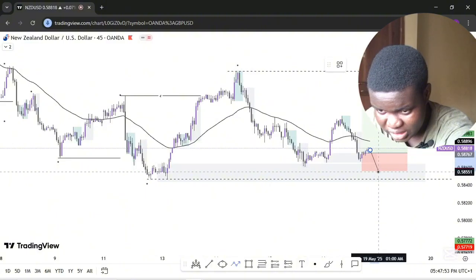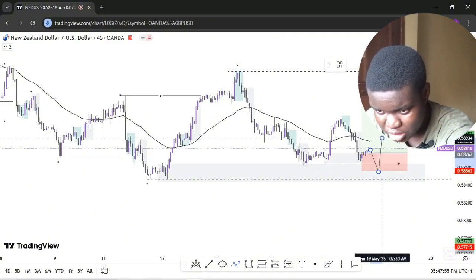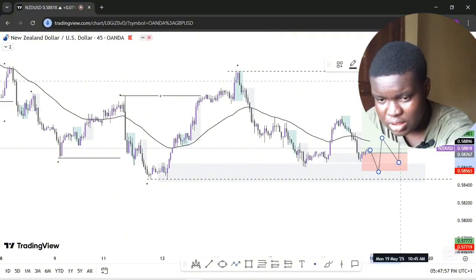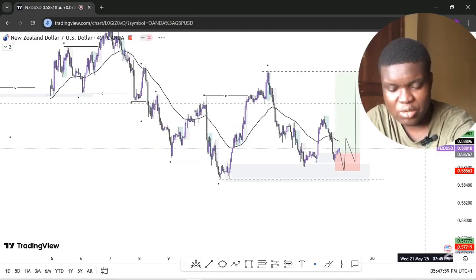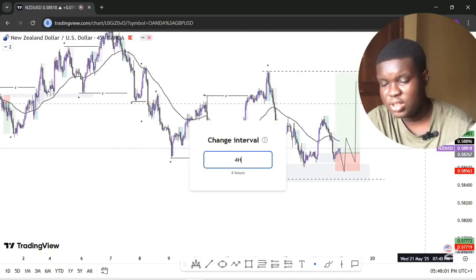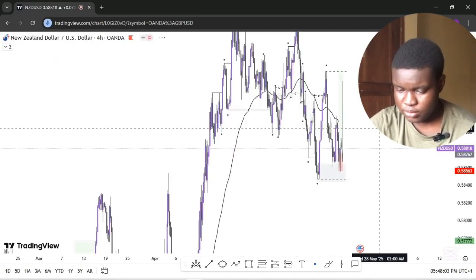If we get something like this and a switch in structure, I'll enter. So GBP USD, AUD USD, and NZD USD is basically the same exact trade idea.